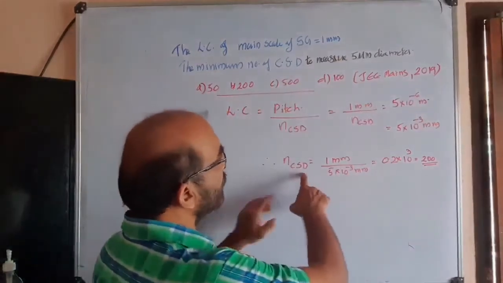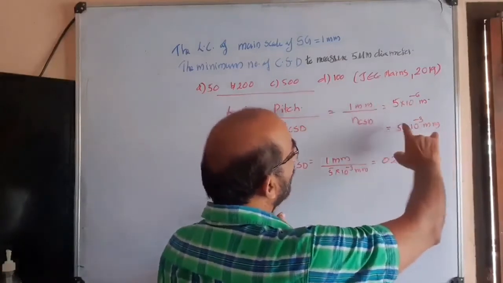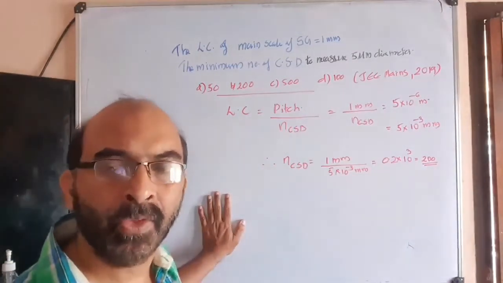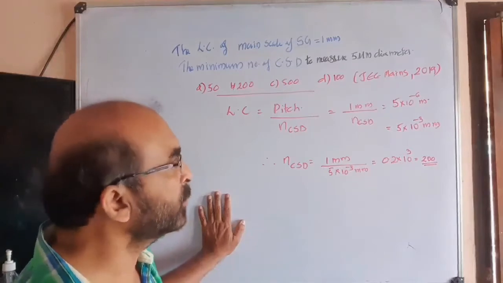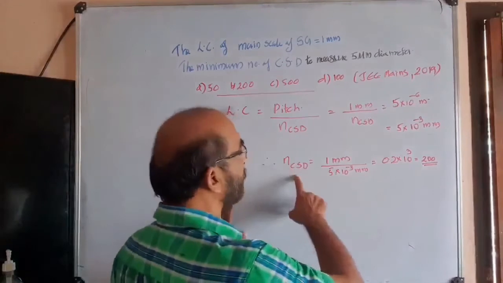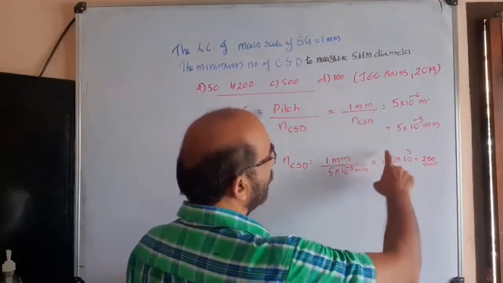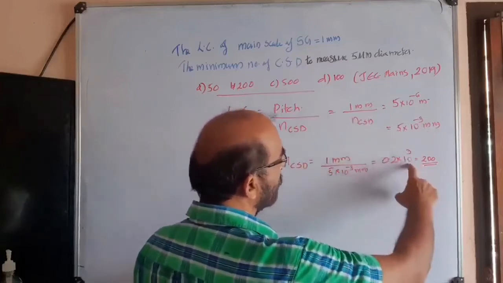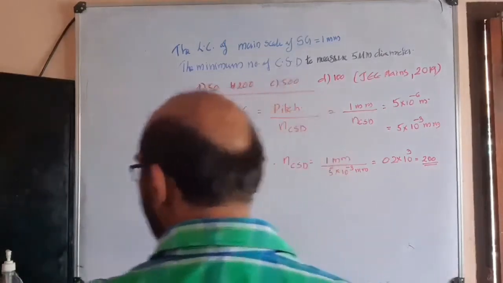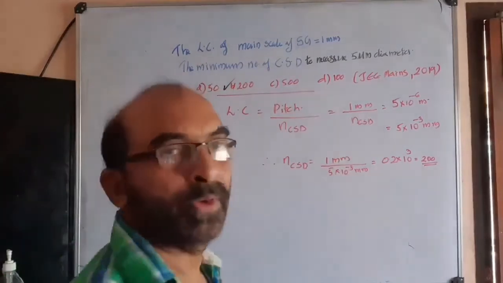See that I converted it into millimeter, to bring it into similar units. 5 into 10 to the minus 6 meter is equal to 5 into 10 to the minus 6 into 10 to the 3 millimeter, which is 5 into 10 to the minus 3 millimeter. So the minimum number of circular scale divisions is 1 millimeter divided by 5 into 10 to the minus 3 millimeter. 1 by 5 is 0.2, and 10 to the minus 3 goes to the numerator, 10 to the 3, so it is equal to 200. So 200 divisions, B is the answer. Okay, so simple.